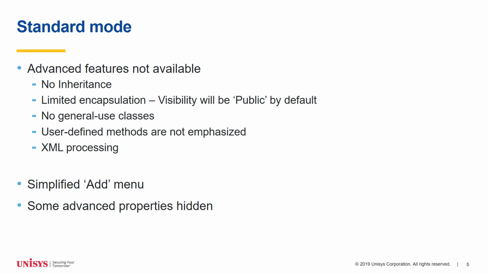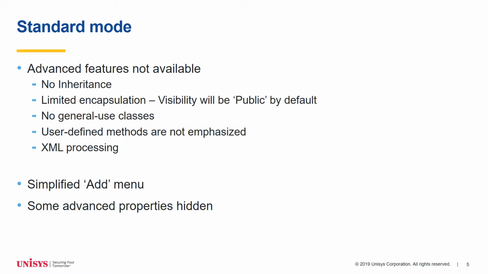So just to explain that a little bit further, some of the advanced features that are not available, firstly there's no inheritance. So in advanced mode in AB Suite you can make classes or iSpecs inherit from each other. So you can have a base class with general functionality and you can create subclasses which specialize that functionality. Well, in standard mode there is no inheritance. You won't see the inherits property at all.